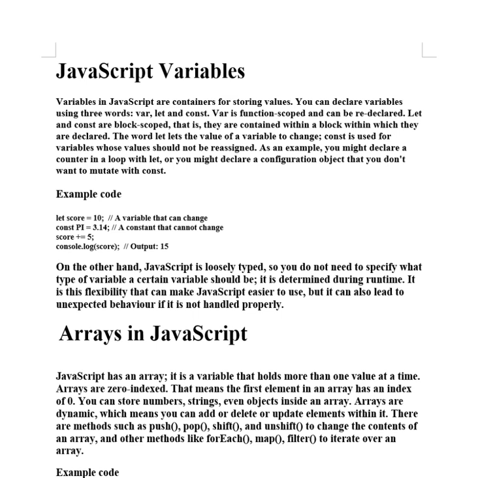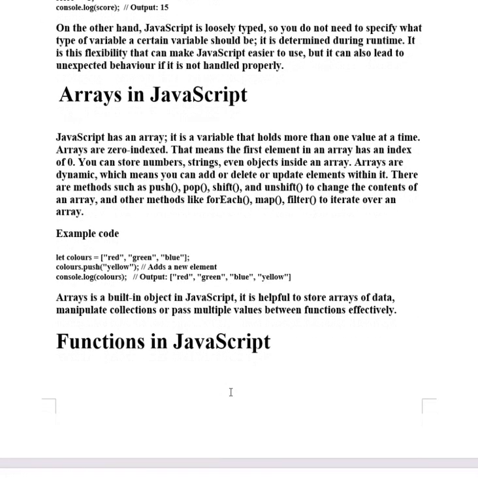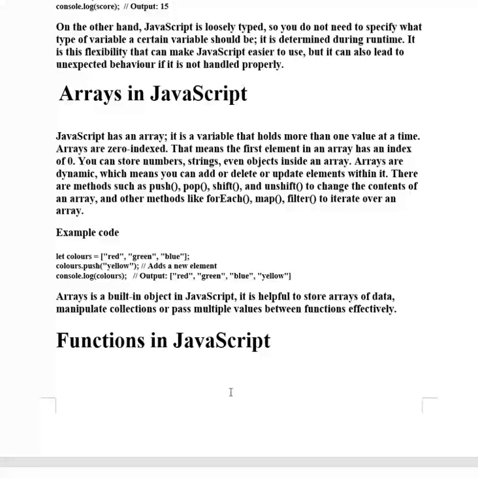JavaScript has an array. It is a variable that holds more than one value at a time. Arrays are zero indexed. That means the first element in an array has an index of 0. You can store numbers, strings, even objects inside an array. Arrays are dynamic, which means you can add, delete, or update elements within it.